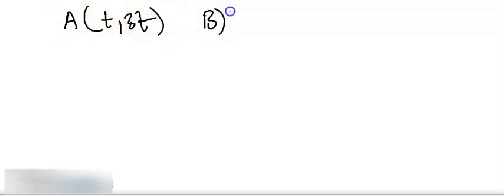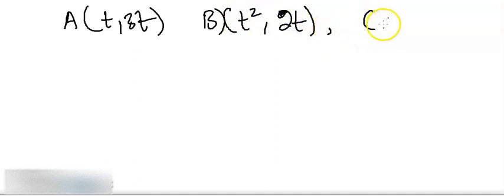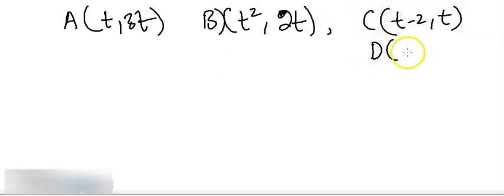Question 6 says that A, B, C and D are 4 distinct points. If AB is parallel to CD, find the possible values of t. Again we can skip this, but let's do this. A is given to be (t, 3t), and B is given as (t squared, 2t), and C is given as (t - 2, t), and D is given as (1, 1).